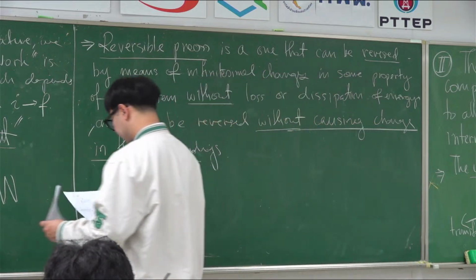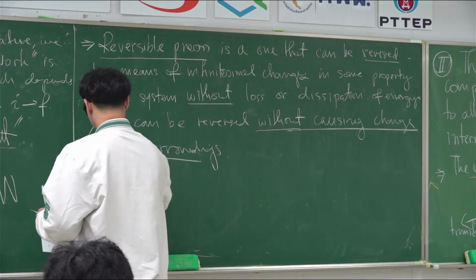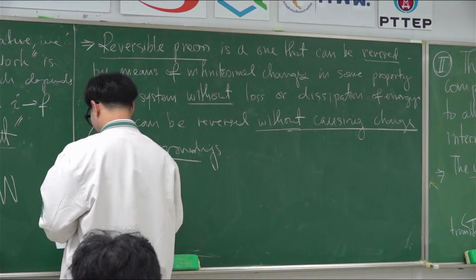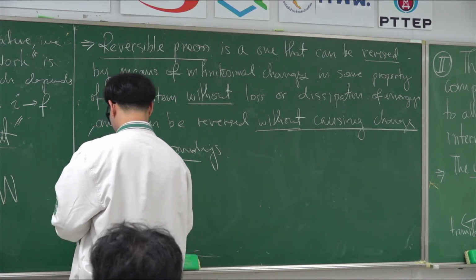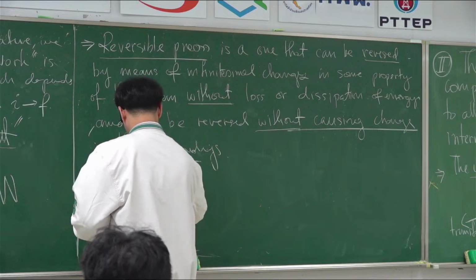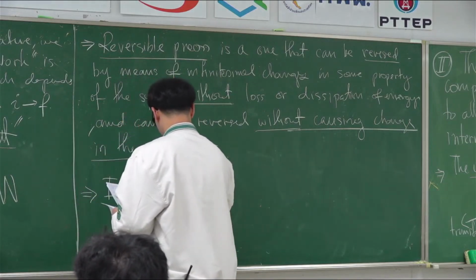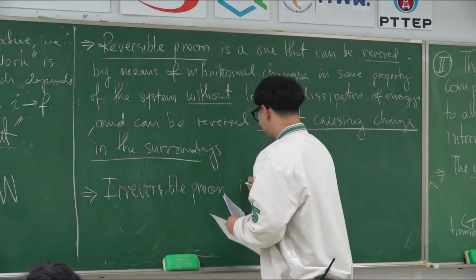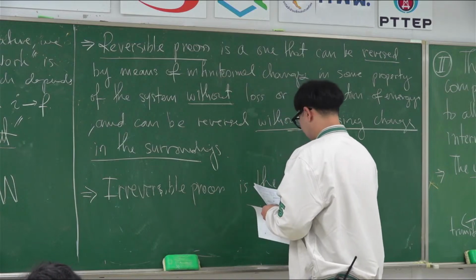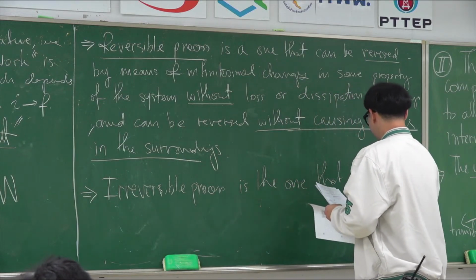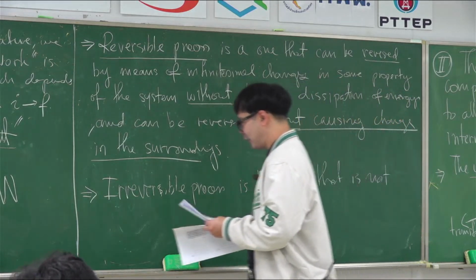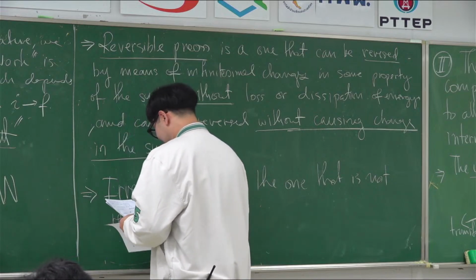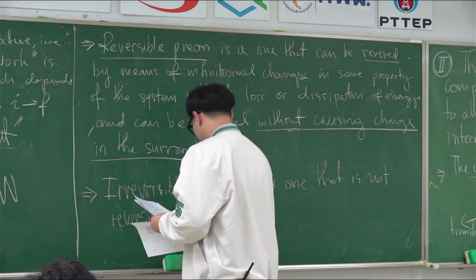Then next, after the reversible process, you can guess what the irreversible process is, right? An irreversible process is one that is not reversible. Right, very simple.